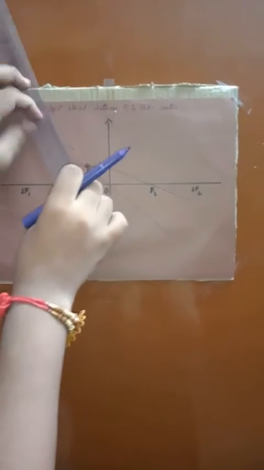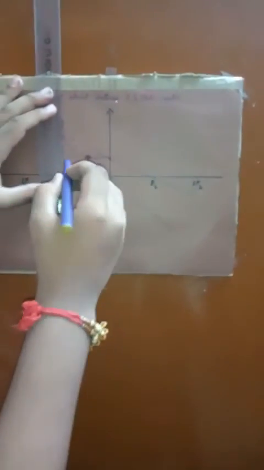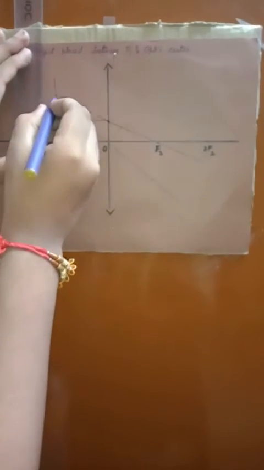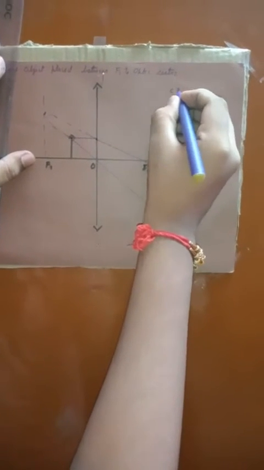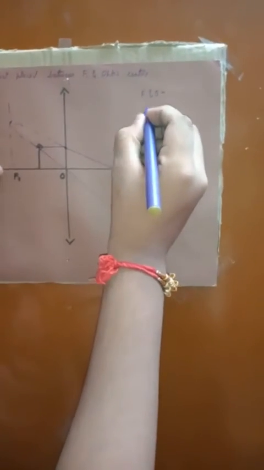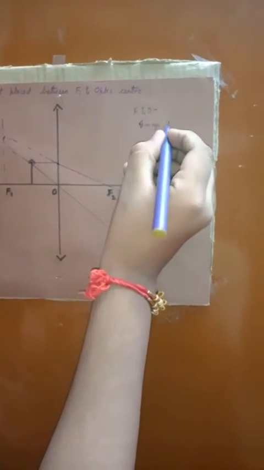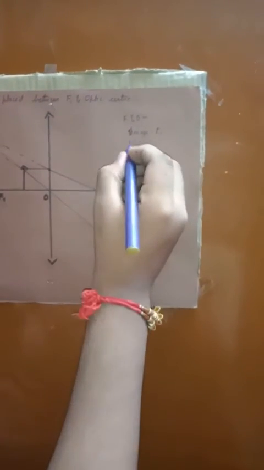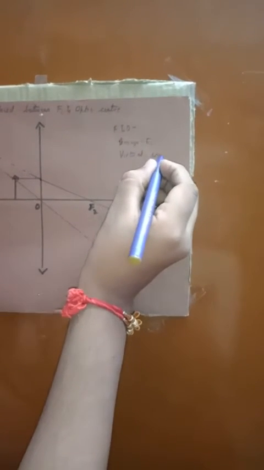So you can see that the image is formed at F on the same side of the lens. So this is the only exception: when an object is placed between F and O, the image is formed at F1, on the same side of the lens, and it is a virtual and erect image.